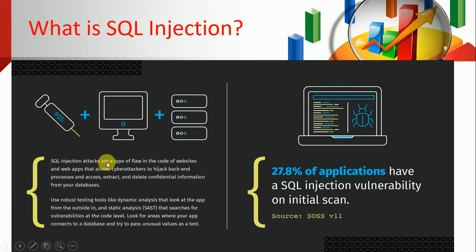SQL injection attacks are a type of flaw in the code. If you have a flaw in your code, then SQL injection attacks can happen to your website or your app. It is also called a cyber attack, used to hijack back-end processes and gain access to some resources of your database. 27.8% of applications have an SQL injection vulnerability on initial scale.